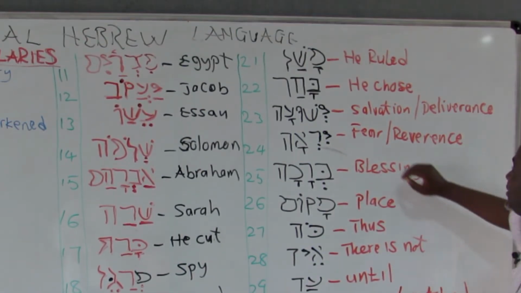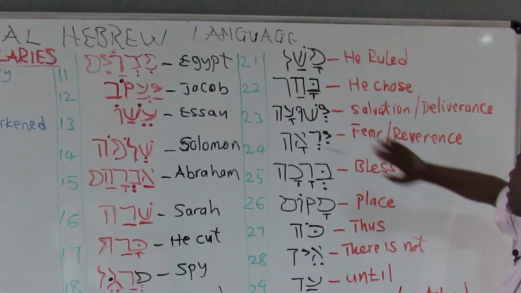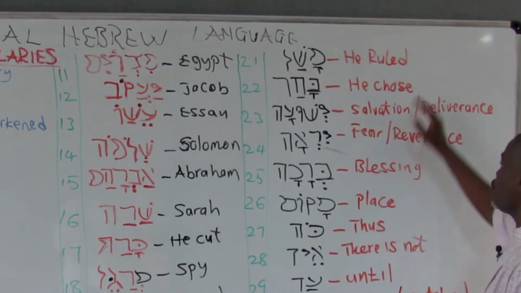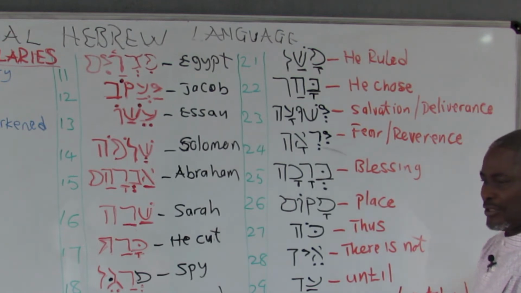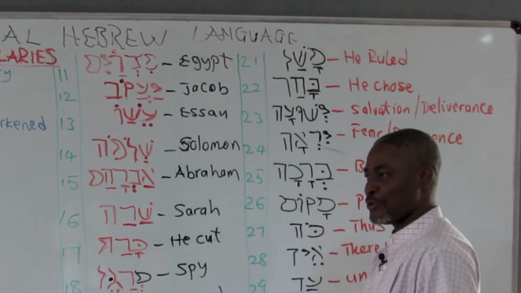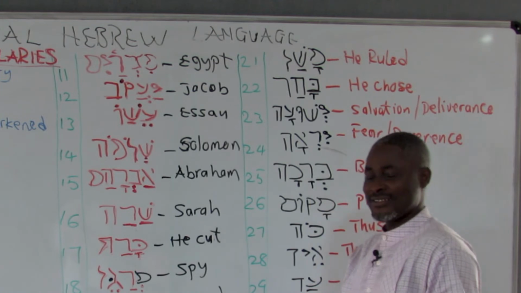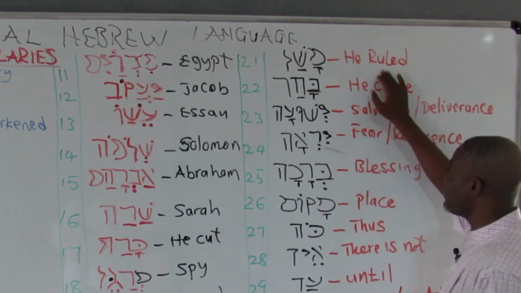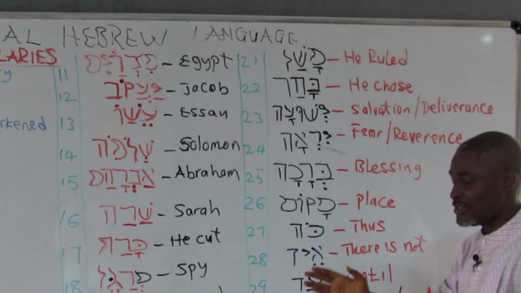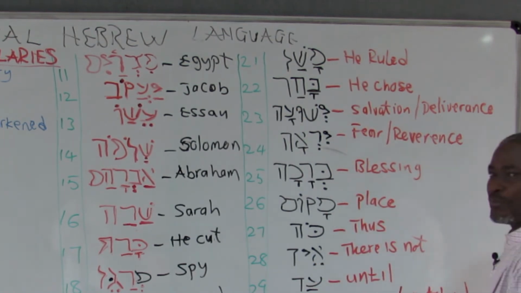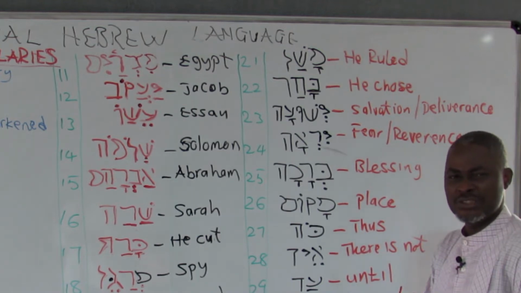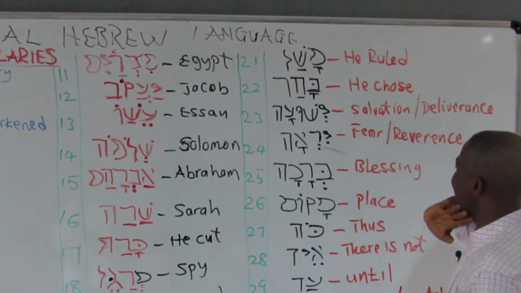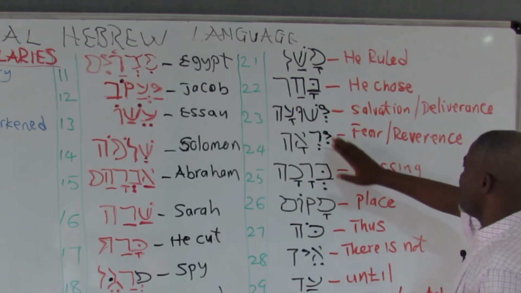Next you have Mashal. He ruled. We have some officers on the road we call Mashal, our FRSC, the Road Safety Commission. The meaning of Mashal is he ruled. From there we also get something like Moshe, which is Moses. Moses, Mashal, he ruled.